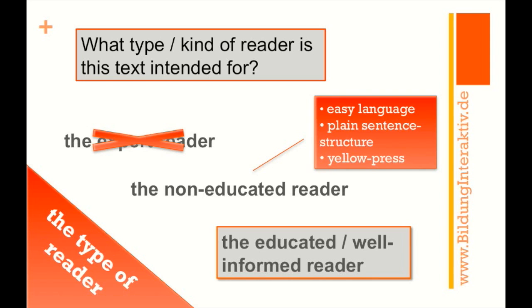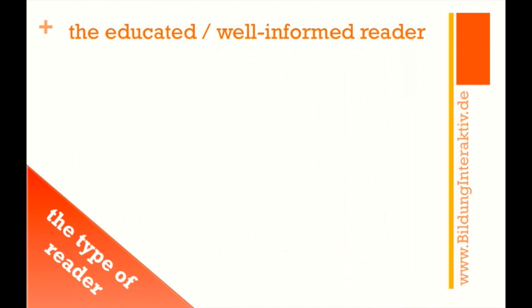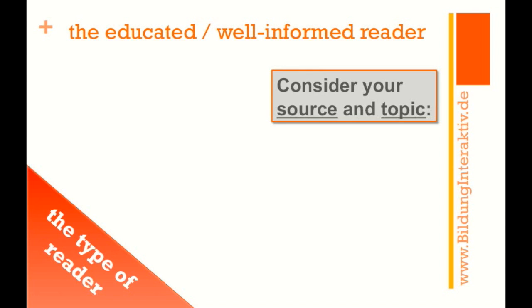However, in 99% of the cases, the text that you have in front of you is for the educated and for the well-informed reader, and this is how we continue here. So when you want to find proof or evidence for the educated and for the well-informed reader, the first thing you can do is consider the source.